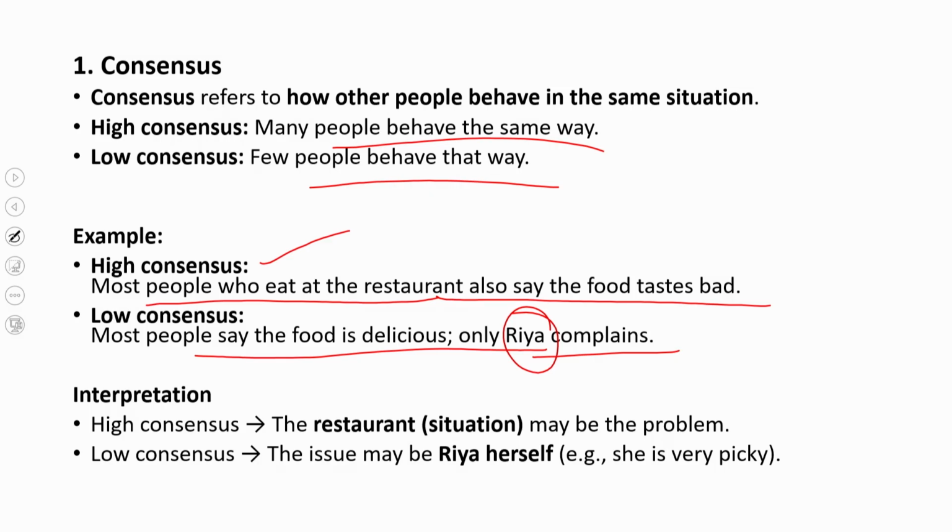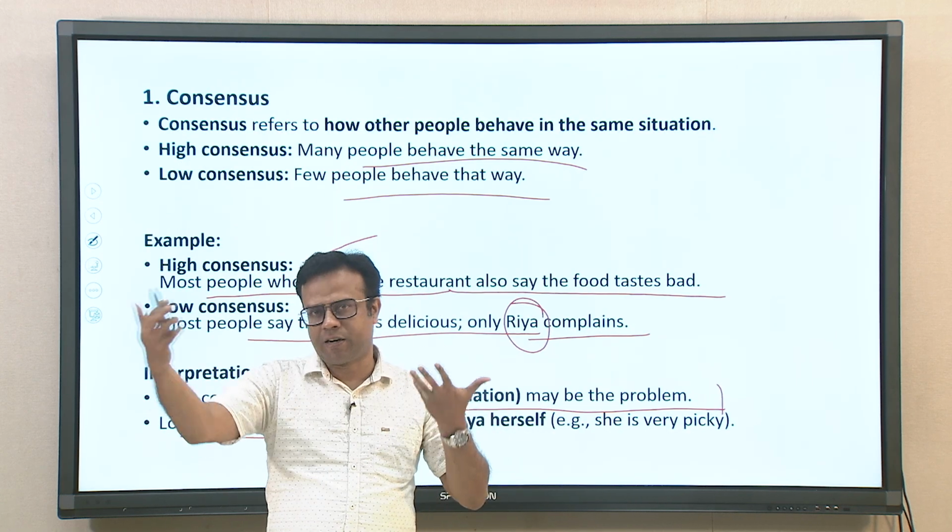So, consensus is low, others are not complaining, but Ria alone is complaining. How do we interpret this consensus? High consensus means the restaurant may be the problem, because everybody is saying the food is bad. That means there is a problem with the restaurant, with the situation. Low consensus means only Ria is creating issues, others are not creating problems. So, that means there may be some problem with Ria herself, because others are not complaining. So, based on consensus, we can make certain attributions.